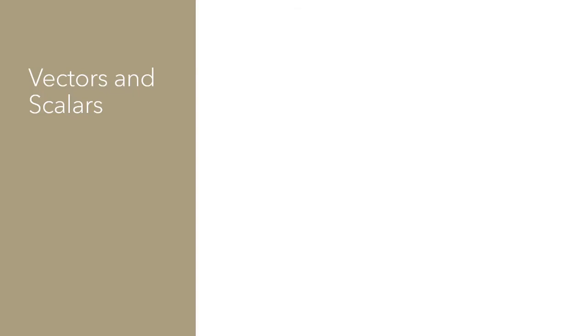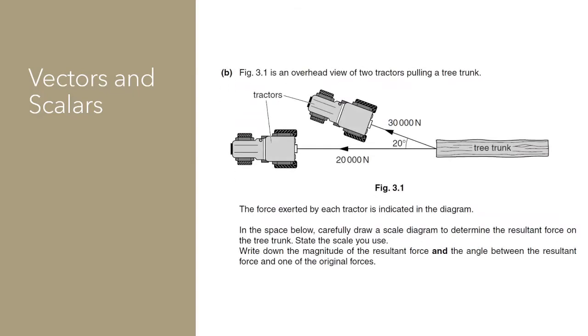Question 3b. Figure 3.1 is an overhead view of two tractors pulling a tree trunk. The force exerted by each tractor is indicated in the diagram. In the space below, carefully draw a scale diagram to determine the resultant force on the tree trunk.